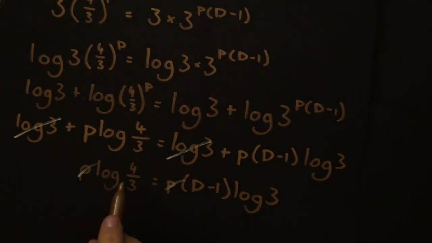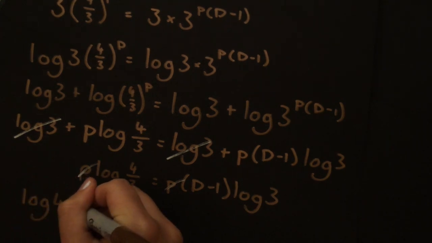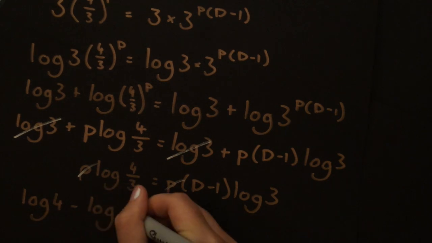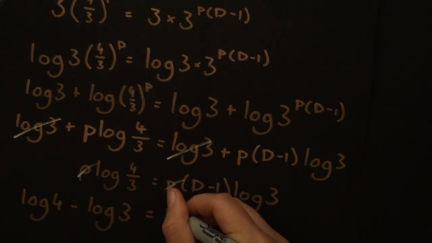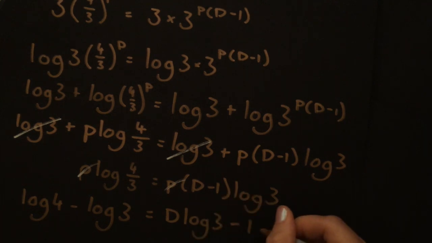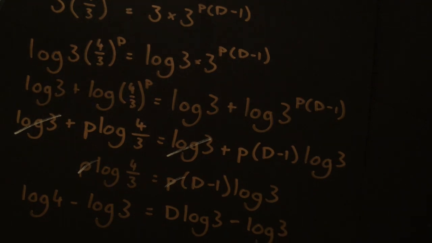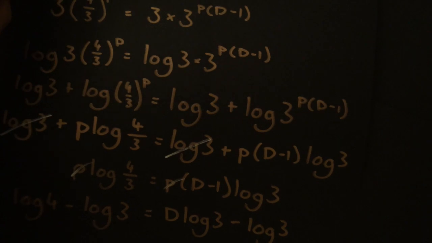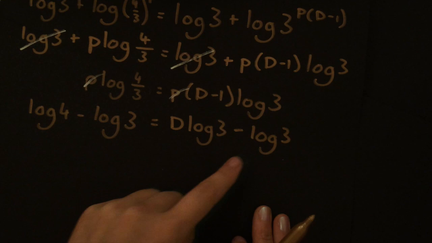What are we going to do from here? I'm going to take this log 4/3 and I'm going to use the dividing rule, which becomes subtract in log world. So I get log 4 take away log 3 is equal to, now with this d minus 1 log 3, I'm basically multiplying out the brackets here. So I'm going to get d log 3 take away log 3. Solving for d, because d is my only variable now, I've got this take away log 3 here. I want to get rid of that take away log 3. Opposite of take away log 3 would be add log 3.